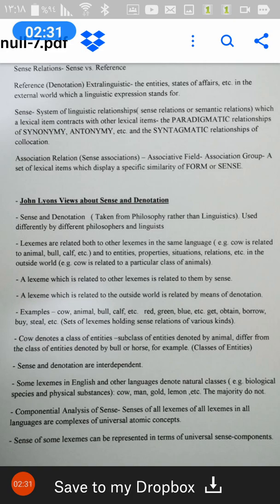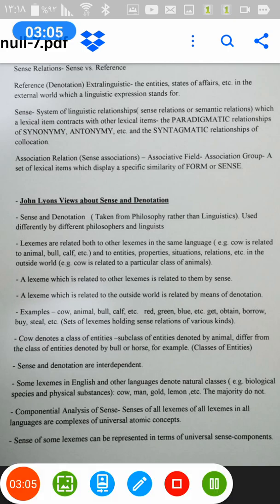Also, linguists talk about association relation, sense association. Sometimes they talk about associative field or associative group. So, associative group or associative field or even sense association simply refers to a set of lexical items which display a specific similarity of form or sense. Now this time we are going to talk about semantic relations as viewed by John Lyons.